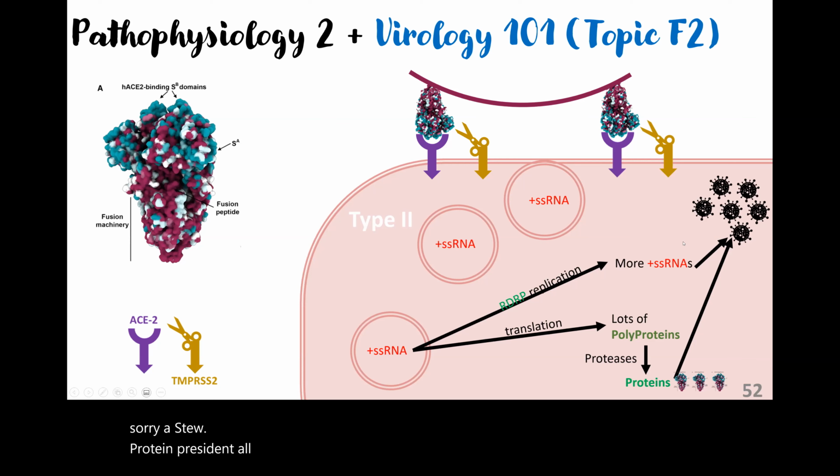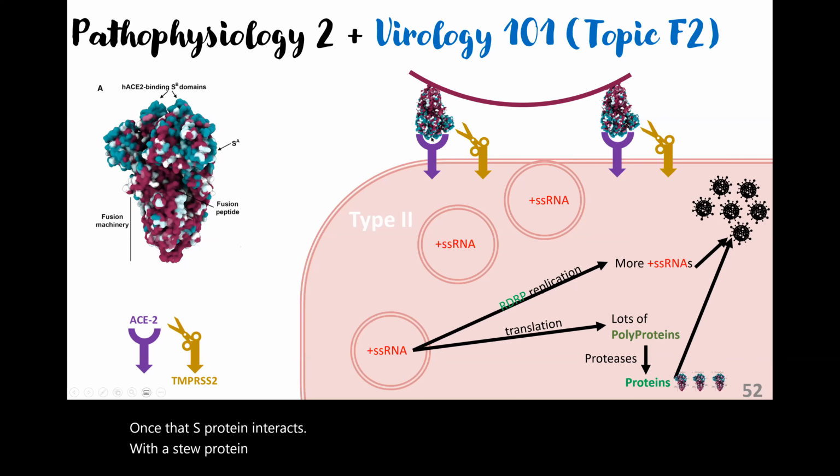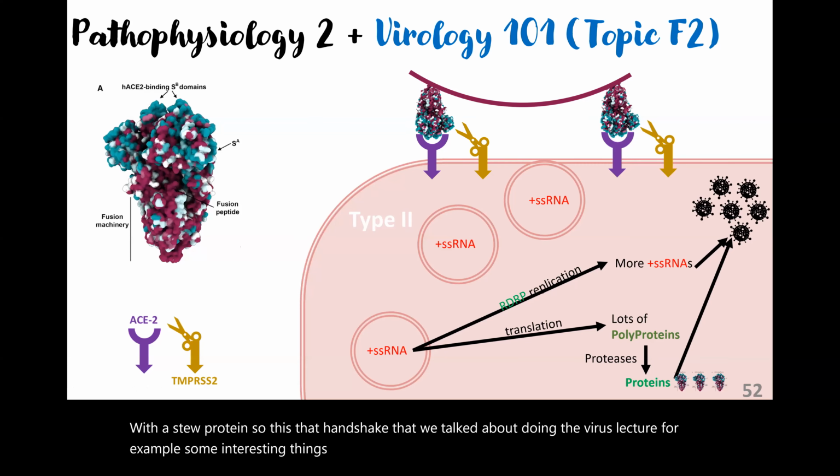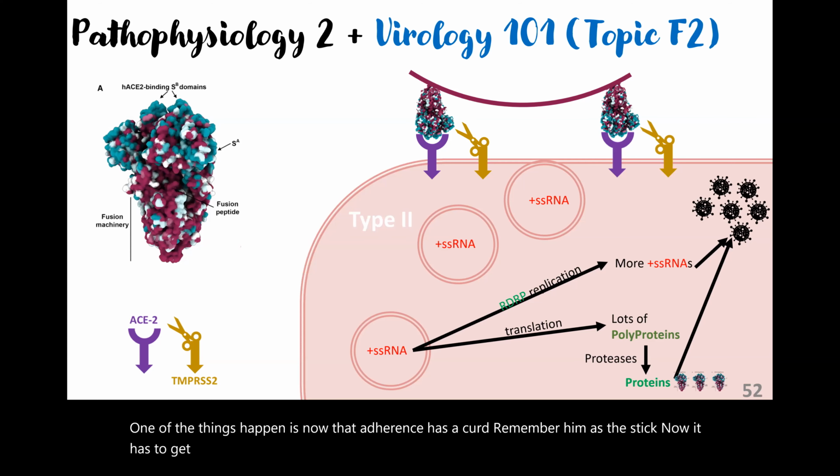So here we have a scaled up version of a type 2 pneumocyte. And now we have a little ACE2 protein in this purple color that you're seeing up here. Now, once that S protein interacts with that ACE2 protein, so this is that handshake that we talked about during the virus lecture, for example, some interesting things happen. One of the things is that now that adherence has occurred, remember it has to stick, now it has to get in. So sticking, without being flushed away, is part one, but now it has to gain entry into it.